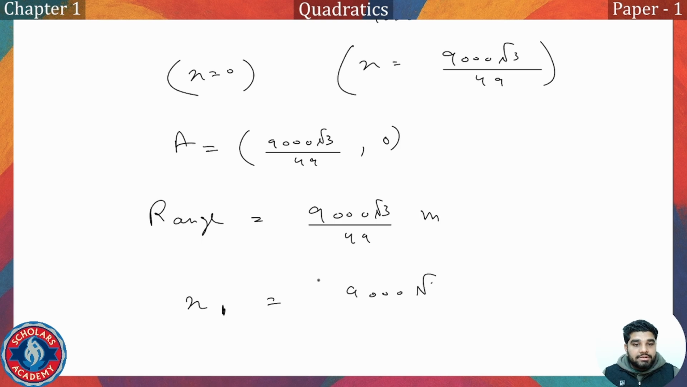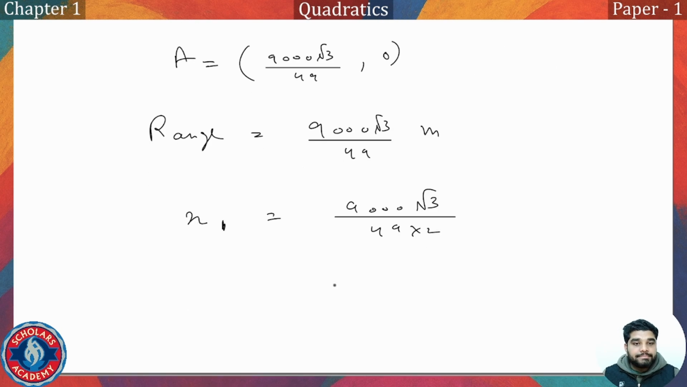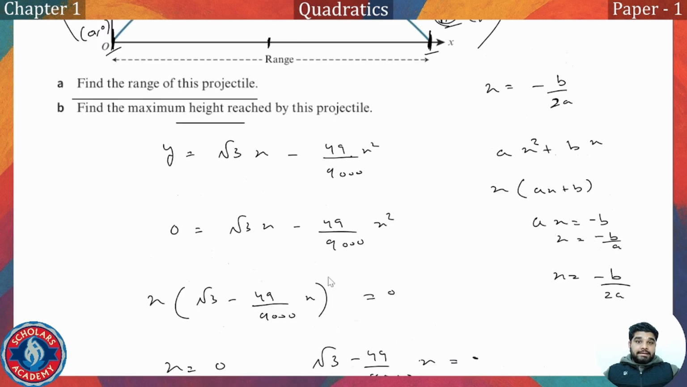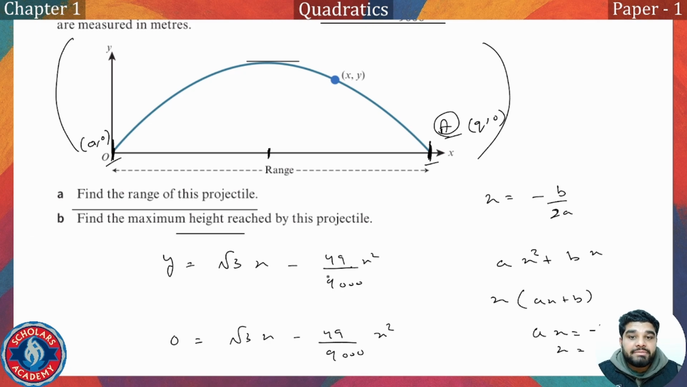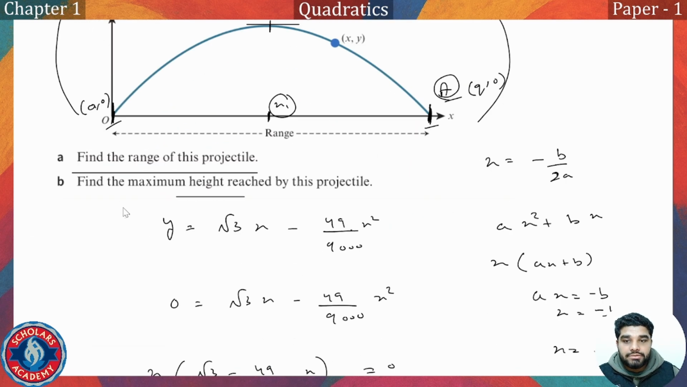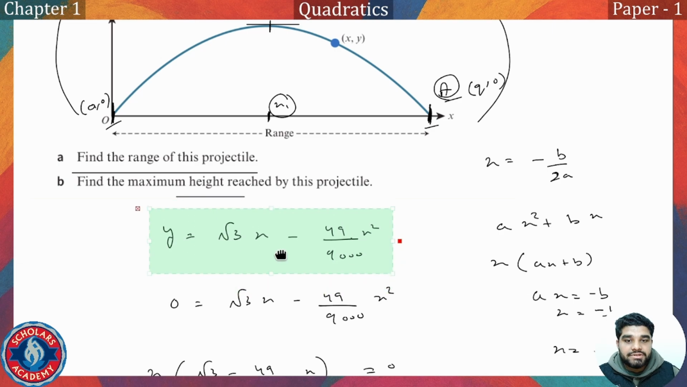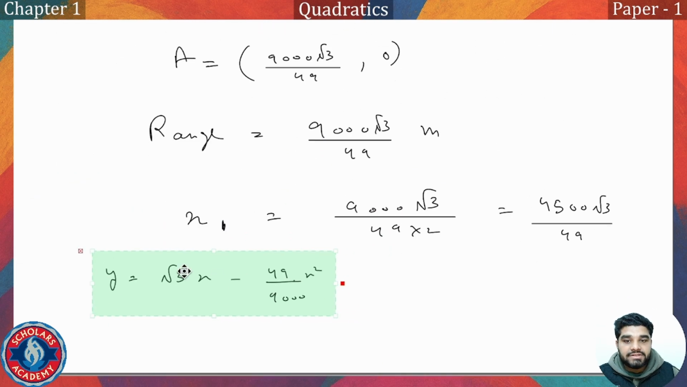9000 root 3 by 49 times 2. That means x will be 4500 root 3 by 49. So this is the value of x where y has the maximum height. So this is x1. Now we can just substitute this value and find the value of y1, because this coordinate is (x1, y1). Substituting this value into the equation, I will substitute my x over here and I will get y.